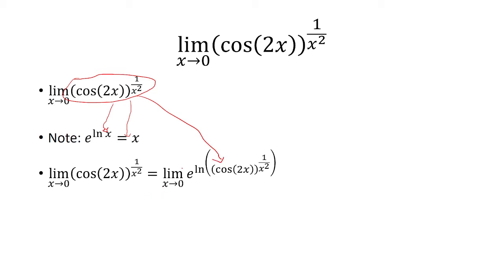And now I can rewrite this as e to the limit because e to the x is continuous. So basically I'm going to switch spots here, e with the limit. So it's e to the limit of the natural log.